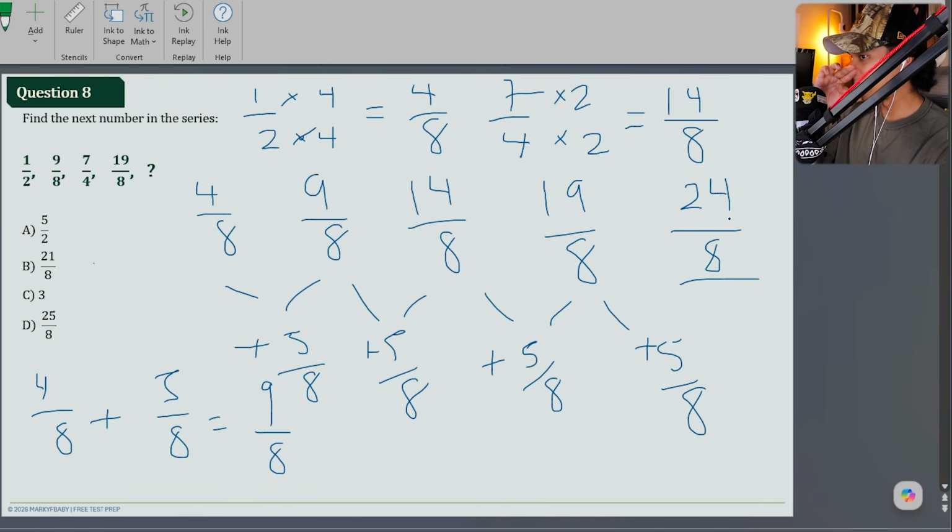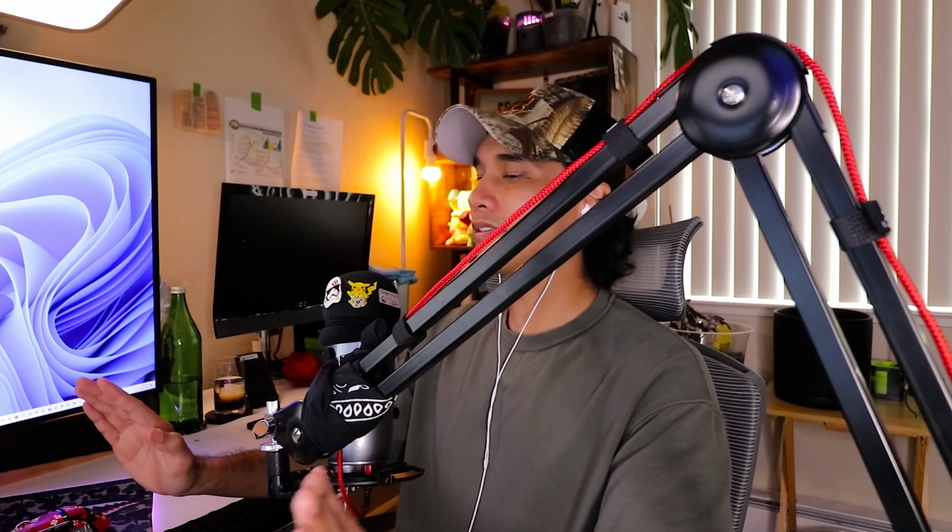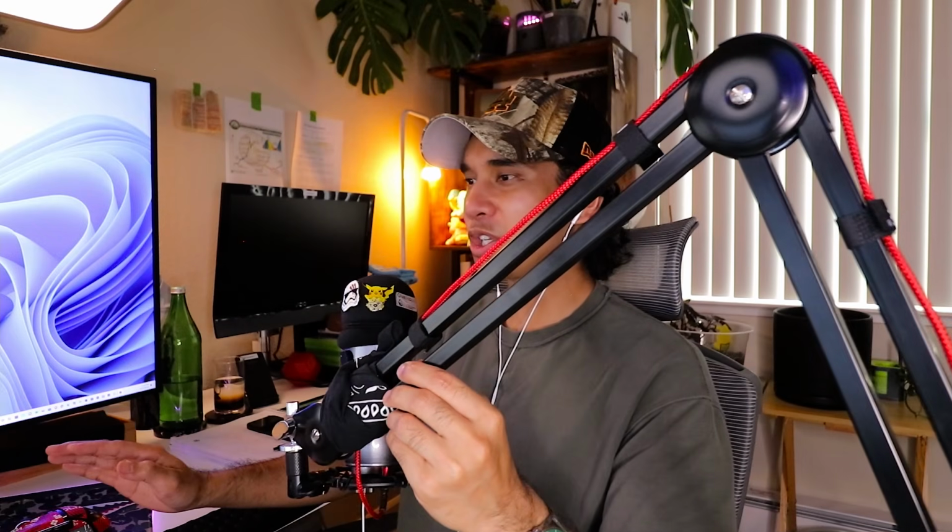All right. And then we look at our answer choices, and, well, 24 over 8 isn't there. You know why? Because we need to simplify. All right? 24 divided by 8, what does that equal? That equals 3. And that is answer choice C, folks. Make sure you are simplifying. Okay? You must always, always, always simplify in mathematics.